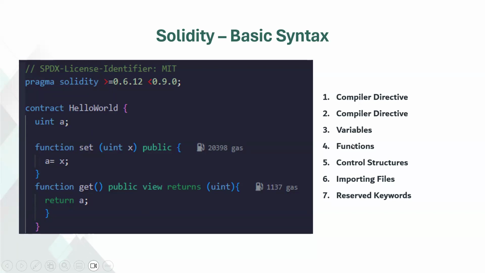The fourth basic syntax is the functions. Functions in Solidity are similar to functions in other programming languages. They are used to perform specific tasks or operations. So the lines here, function set and function get public view returns, and function set uint x public, are two functions to set and get the value of the variable a.